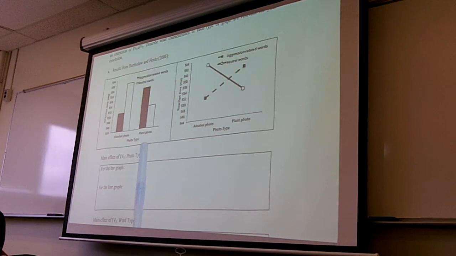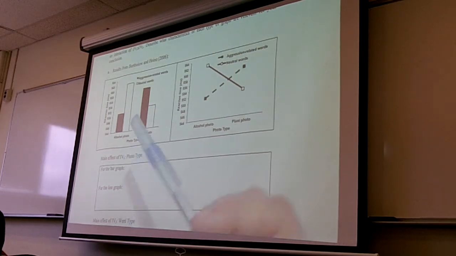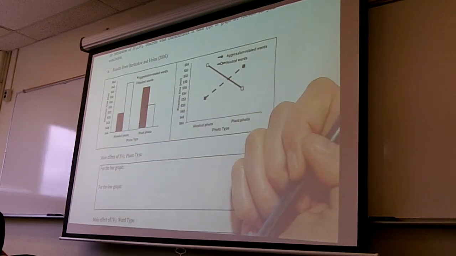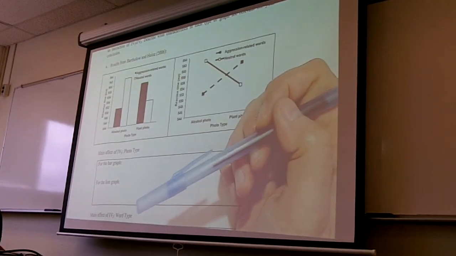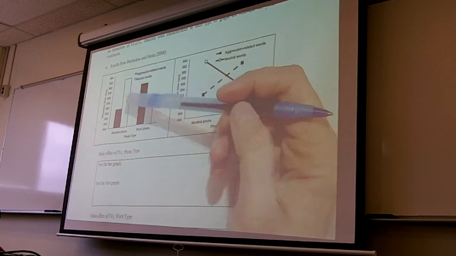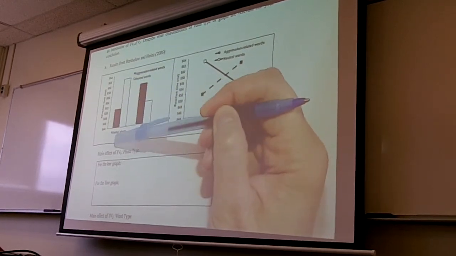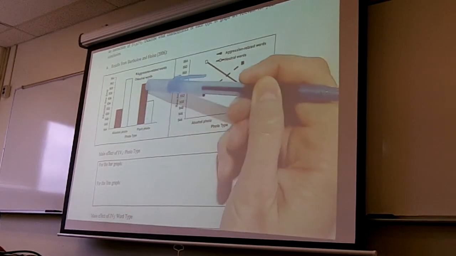Well, how do I tell? What do I look at? I'm comparing what bars to what bars? Combined alcohol and combined plant. So we're looking at the combined alcohol bars compared to the combined plant bars.